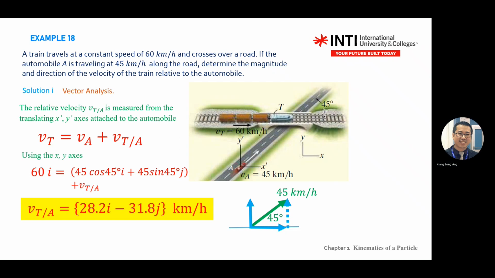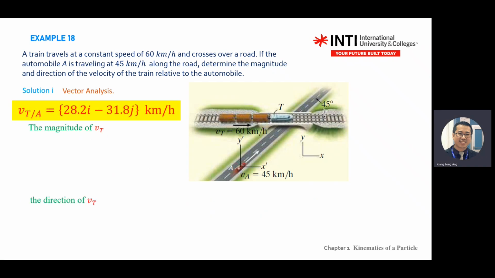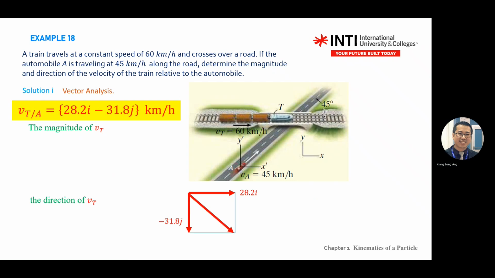The question didn't go further, but when we come to a test or exam, we give you marks to solve, so normally we'll ask you to find the velocity magnitude and direction. Draw the vector diagram: 28.2i to the right and minus 31.8 going down. This is the resultant, and the angle is this one.